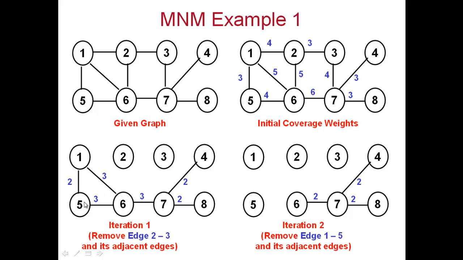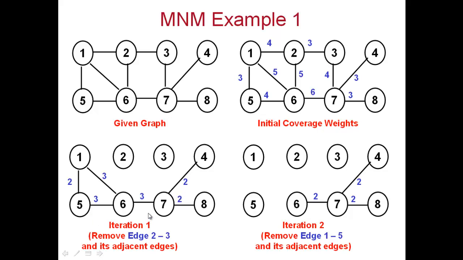So now redo the numbers for the coverage weights based on the degrees of the vertices in the updated graph. For node 1 the degree is now 2, for node 5 its degree is 2, node 6 the degree is 3 and so on. So the coverage weight of the edge 1, 5 is the degree of 1, which is 2, plus the degree of 5, which is also 2, 2 plus 2 minus 2. For 5, 6, the degree of 5 is 2, the degree of 6 is 3, so 2 plus 3 minus 2 is 3. So that is how we find the coverage weights of the edges.